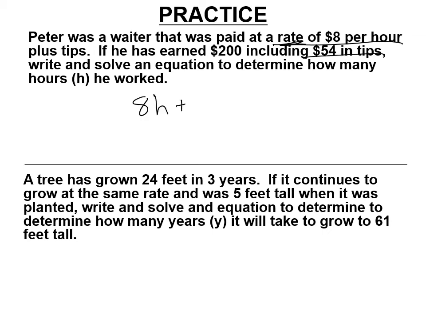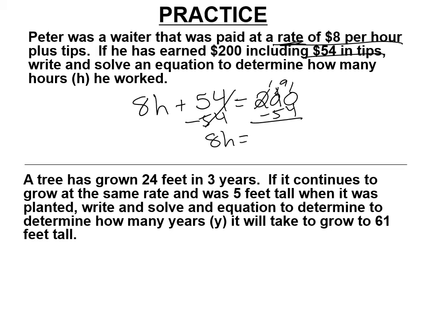He earned $54 in tips. He's already earned that. It already happened. And he earned a total of 200. That's the equation. We're subtracting 54 from both sides. 8h. We're going to do some borrowing here. And divide both sides by 8.